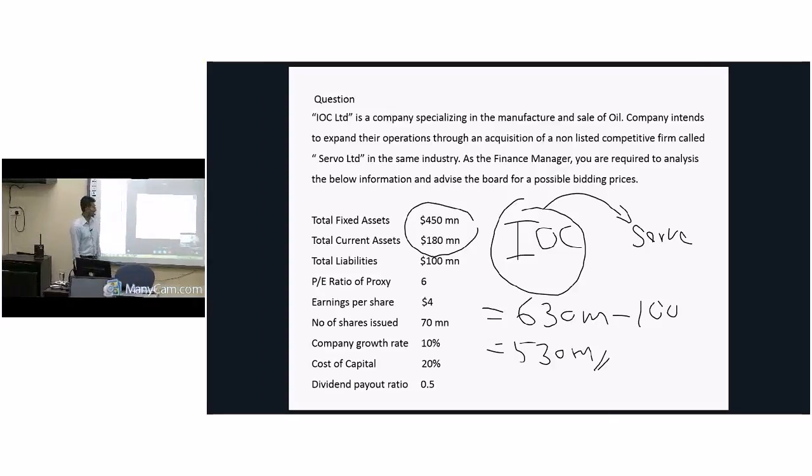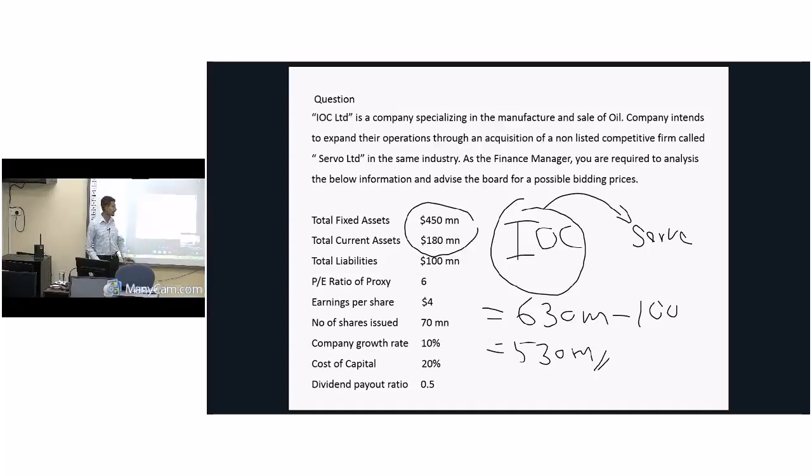What we need is the balance sheet: take the total assets, take the total liabilities. So 3 marks for your assignment. You need to go to the company balance sheet, get the total assets, take out the total liabilities, and arrive at the net asset value. So you know that this is the minimum value that IOC should request from Servo.